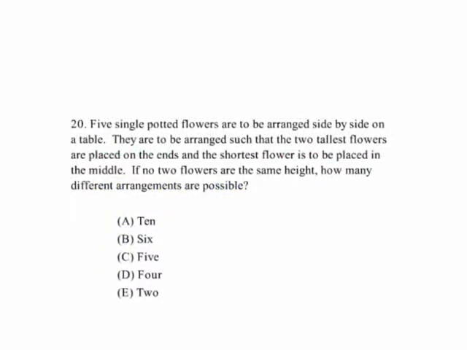This is a problem that puts some constraints on us, some limitations. We've got 5 plants, and they're to be arranged so that the 2 tallest are placed on the ends, and the shortest flower to be in the middle. How many different arrangements are possible? Well, let's visualize it. In effect, get the numbers out of the words. Get the arrangement out of these words.